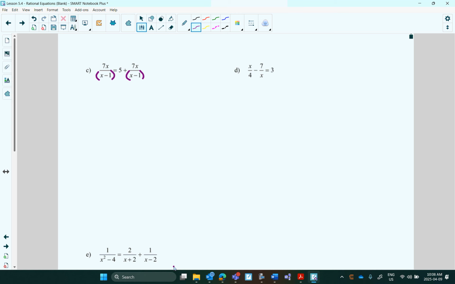Nothing to factor, NPV or NPVs. And you're going to multiply everything by x minus 1. You don't have to state the LCD. You can just go straight into the setting. But remember, it's everything.